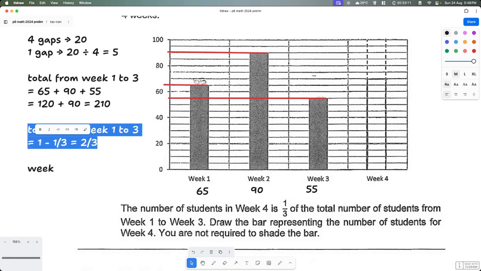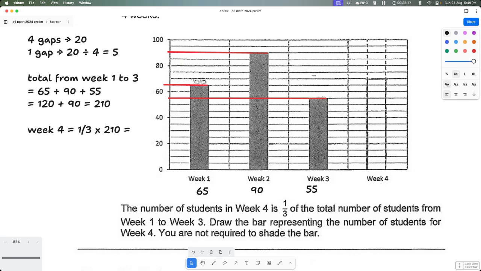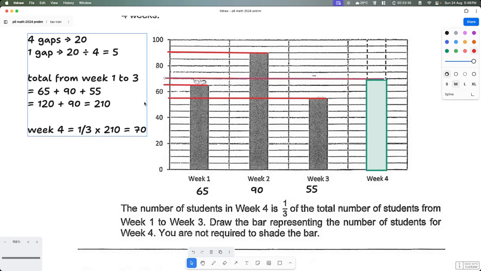So we don't need to care about this. Week 4 is equal to one third times 210, which is basically 210 divided by 3, which is 70. So let's see where 70 is. 60 is here, so 70 should be here. That means the answer is this one. So week 4 is this. Let me put this in green. Okay, let's move on to the next question.